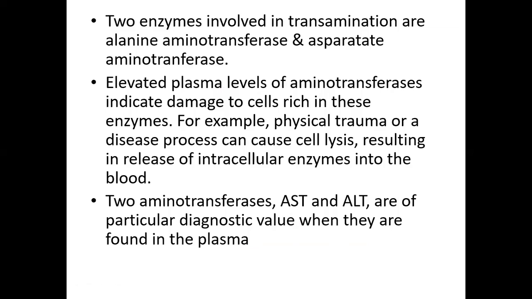Now, elevated plasma levels of aminotransferases indicate damage to cells rich in these enzymes. For example, physical trauma or a disease condition can cause cell lysis, resulting in the release of intracellular enzymes into the blood. So when there are elevated levels of these enzymes, it means there is tissue damage or cell lysis, as in the case of the liver. When you have liver disease, there may be active degradation of liver cells and these enzymes are elevated in the plasma. So the two aminotransferases, AST and ALT, are of particular diagnostic value when they are found in the plasma. High levels of them indicate a disease condition.